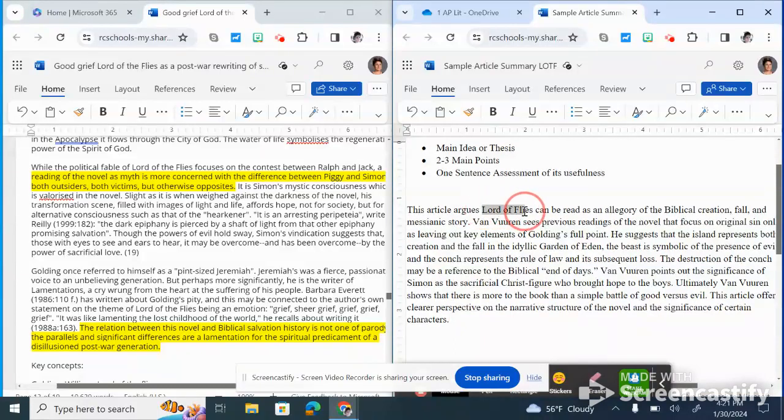All right, now, of course, I would go back and make sure that Lord of the Flies is in italics every time I use it. Make sure that you are using the author's last name only. And this is, I would say, on the long side of a summary, honestly.